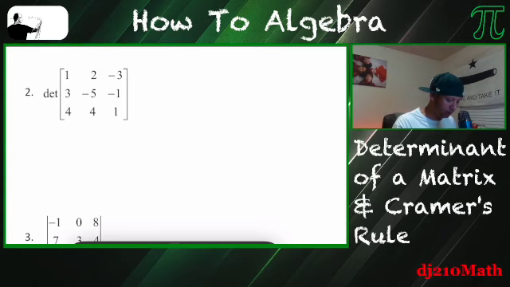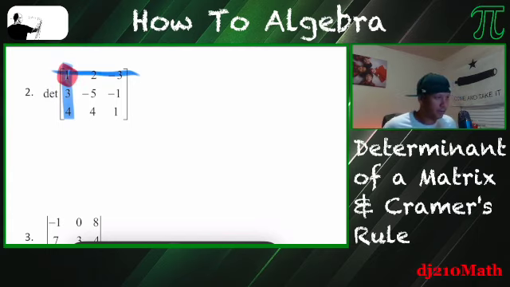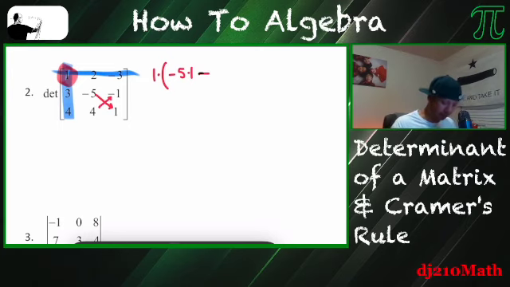What I want you to do is block out these 2 rows. We've identified the value that's going to get multiplied. So 1, that's actually nice, times the resulting 2 by 2. So -5 times 1, minus, always minus, 4 times -1. All right, that's the first part. Minus, again, that second part of the process is always minus.